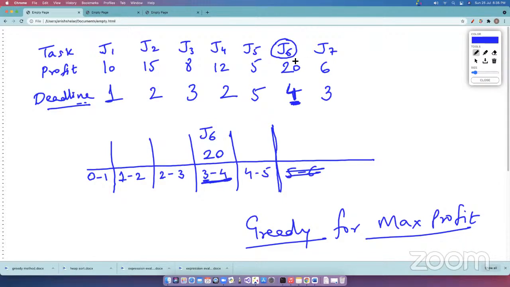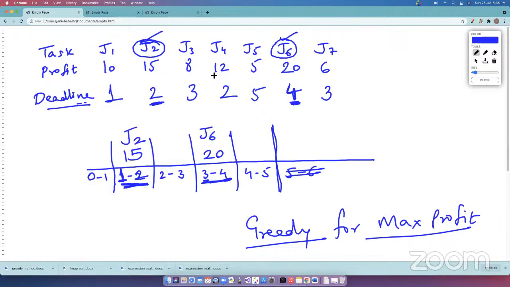Now, which job will you take after J6? So let's see. Okay, this job, J2, because this has the next highest profit, 15. But look at the deadline. Deadline is 2. And recall that every job needs one time interval unit. So the best place where you can do this job J2 is 1 to 2. Observe. You can start this job J2 at 1 and end it at 2. One time interval, and 2 is the deadline of J2. So you've perfectly done this job within its deadline. You have done J6, you have done J2, you have not violated their deadlines.